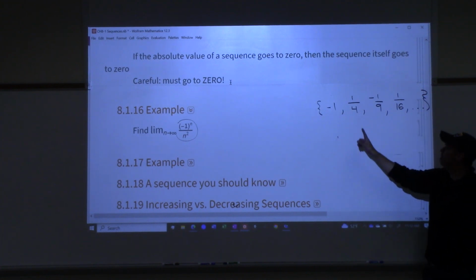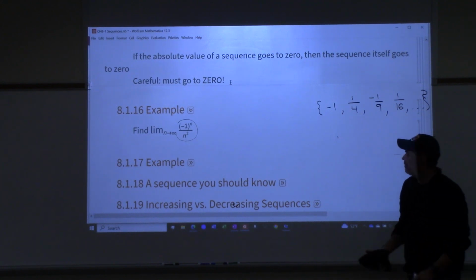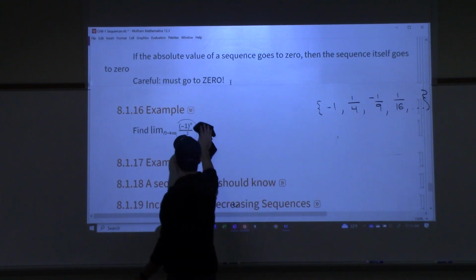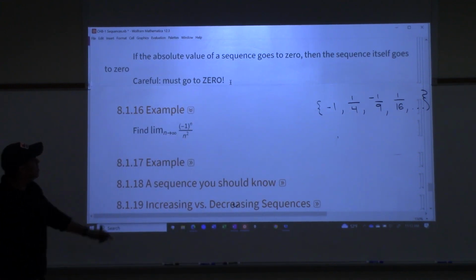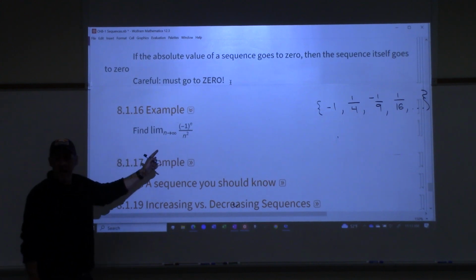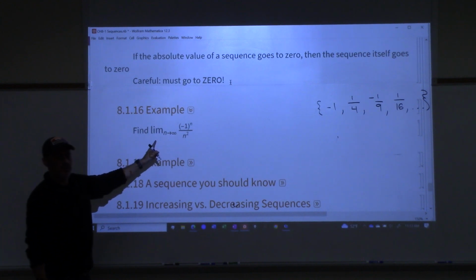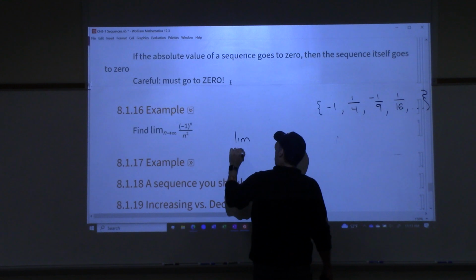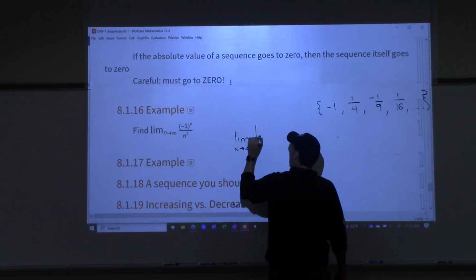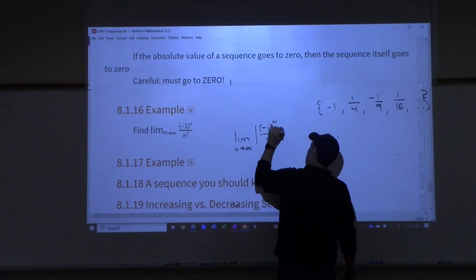And we're asking ourselves, what does this go to? Does it converge or diverge? Does it head to a number or not? It looks like it's going to 0. Let's prove it, though. To prove it, I'm going to use the theorem. The theorem says that if I take the absolute value of the sequence and it goes to 0, then the sequence goes to 0. So I'm going to take the limit as n goes to infinity of the absolute value of negative 1 to the n over n squared.